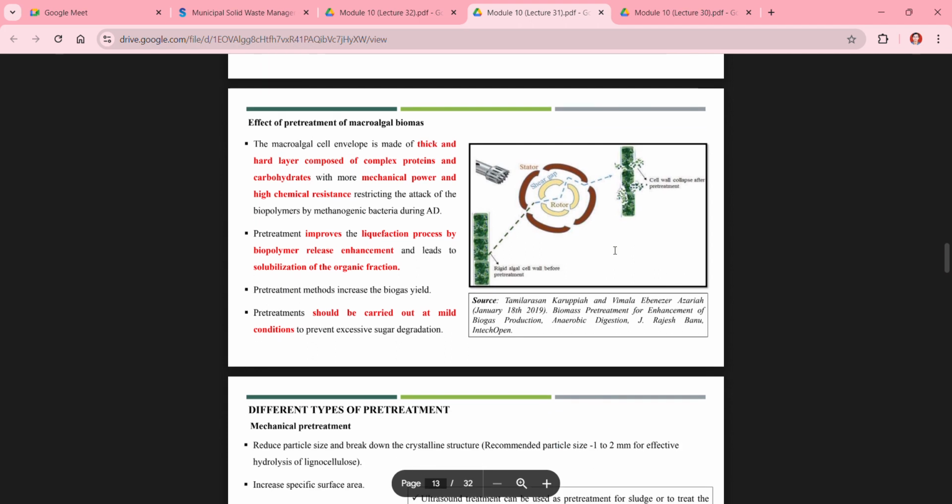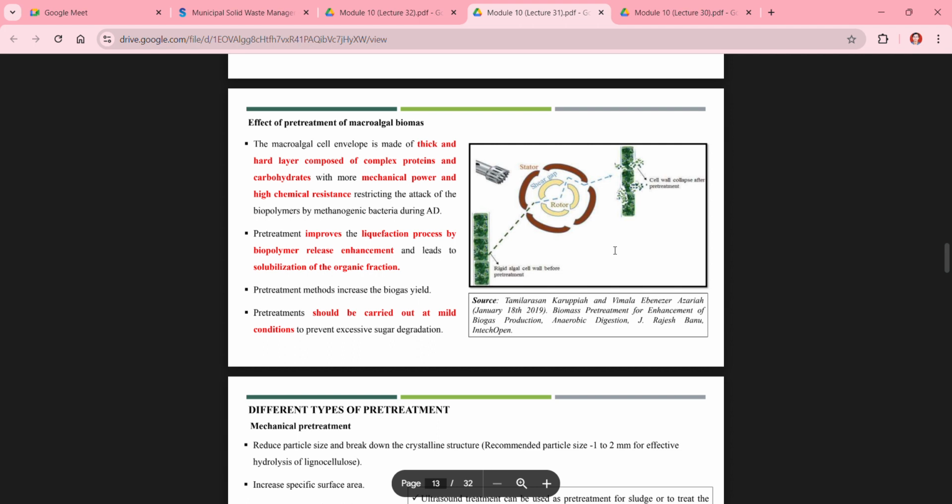So why do we need the pre-treatment process on this microalgae biomass? The microalgae cell envelope is made of a thick and hard layer composed of complex proteins and carbohydrates, with high mechanical strength and high chemical resistance, restricting the attack of biopolymers by methanogenic bacteria during the anaerobic digestion process, which inhibits the formation of biogas. Pre-treatment will improve the liquefaction process by enhancing biopolymer release and leads to stabilization and solubilization of the organic fraction.